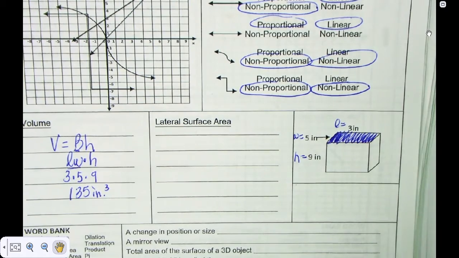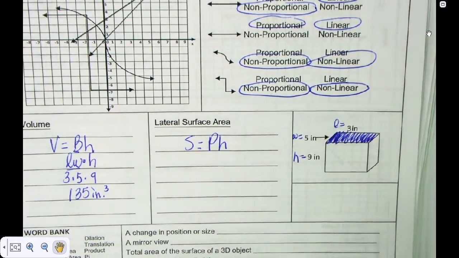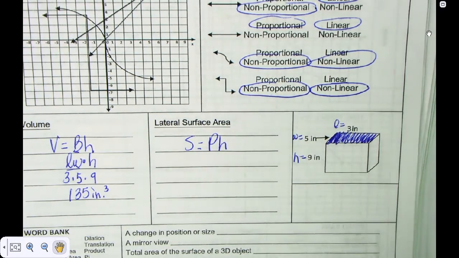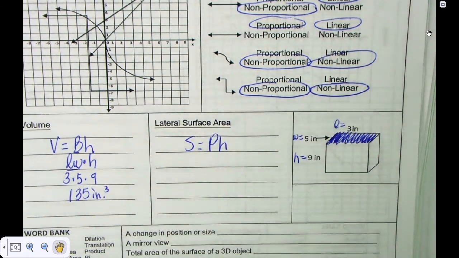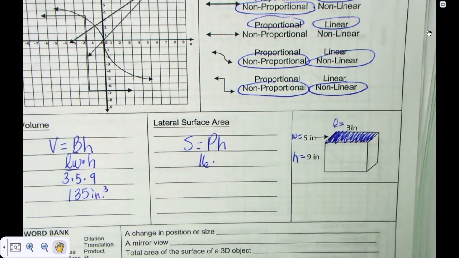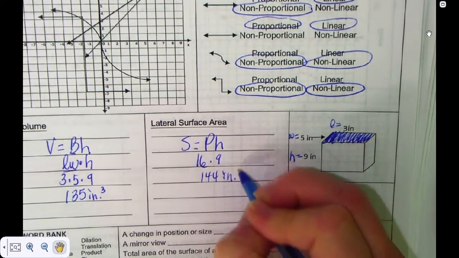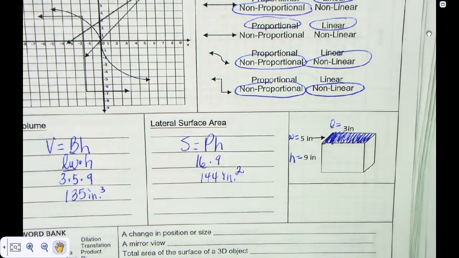Okay. Now, lateral surface area. What's the formula? Perimeter of the base times the height. Perimeter of the base. So what is the perimeter of the base? Good. Why is it 16? 5 plus 3 is 8. Double it, 16. Perimeter. Rim. Add around. And then the height is 9. So what'd you get? Inches. No. Squared, because you're doing surface area.